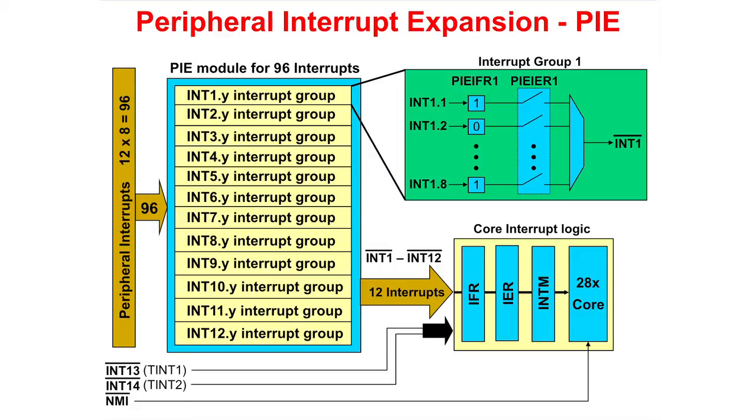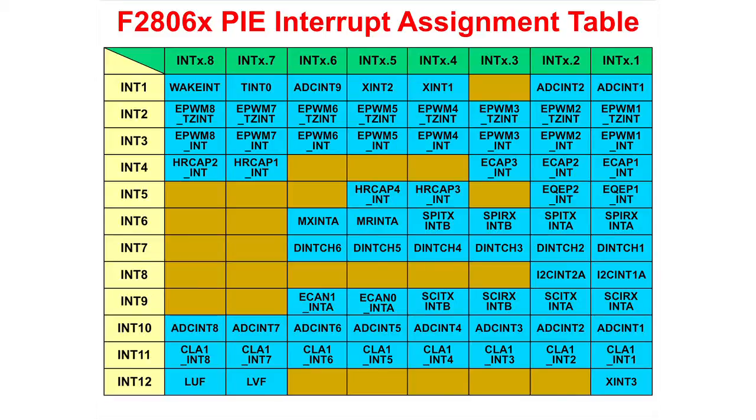Interrupt lines 13, 14, and NMI bypass the PIE block. The interrupt assignment table tells us the location for each interrupt source within the PIE block. Notice the table is numbered from 1.1 through 12.8, perfectly matching the PIE block.